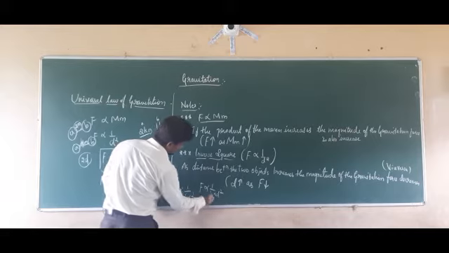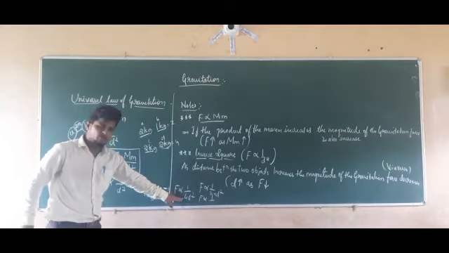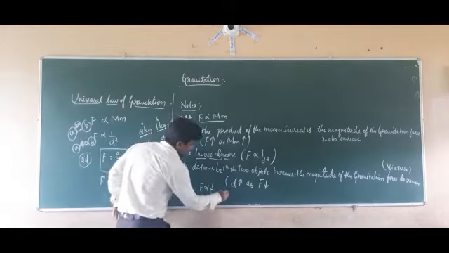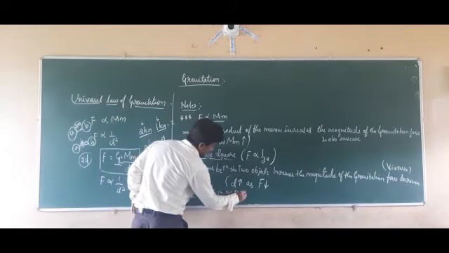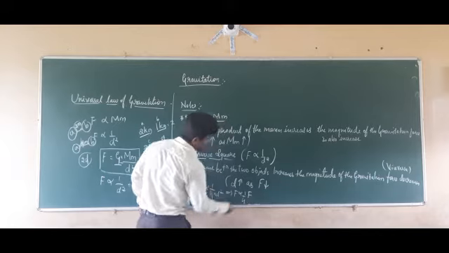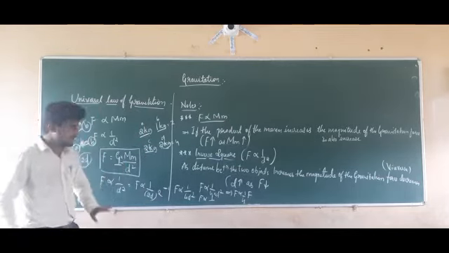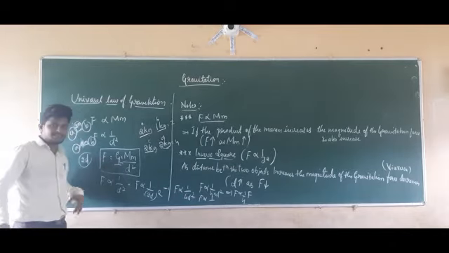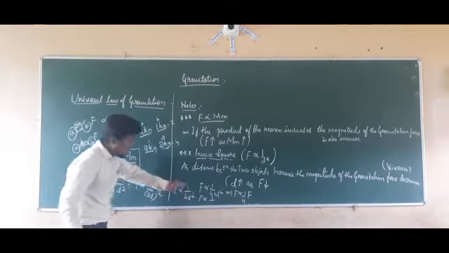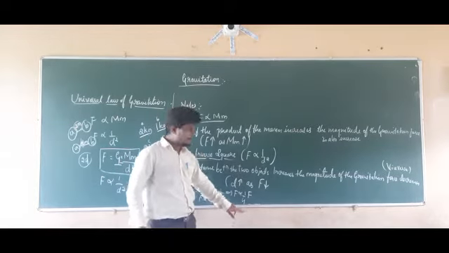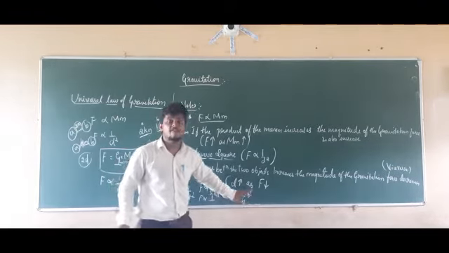So therefore this is equal to, we already have the 4. What is the value of 1 by d square? It is the F only. So which can be written as F is directly proportional to 1 by 4F. If you check here, if the distance is increased by 2 times, the magnitude of the force is reducing by 4 times.